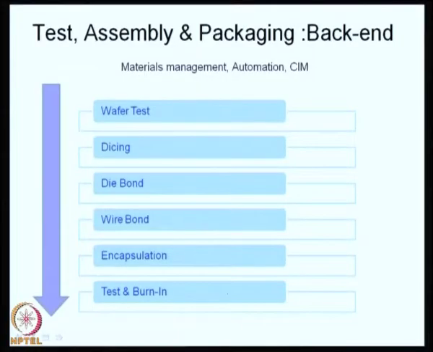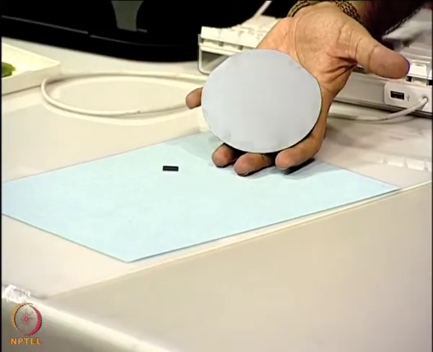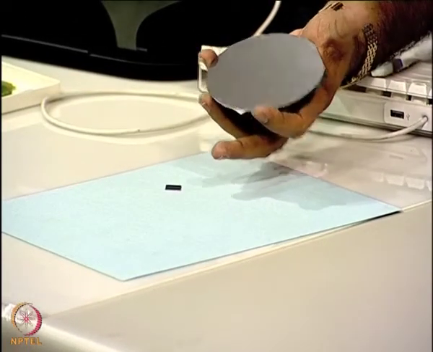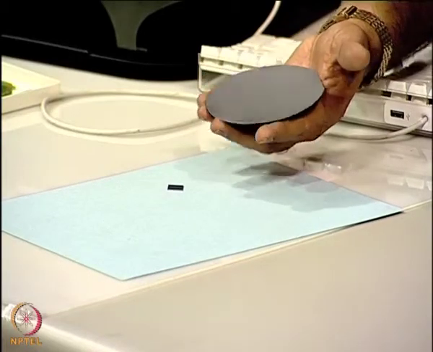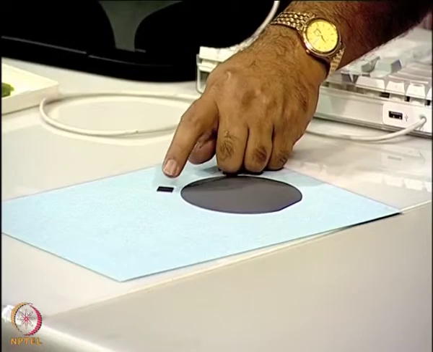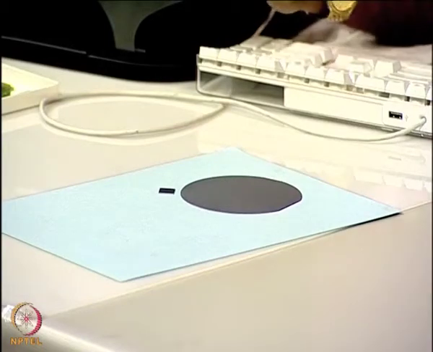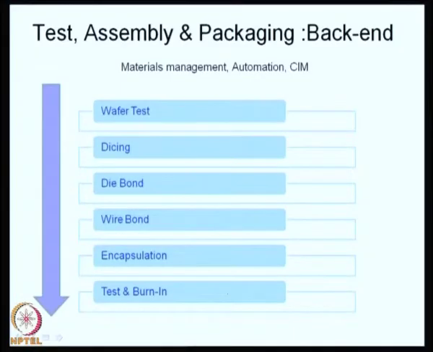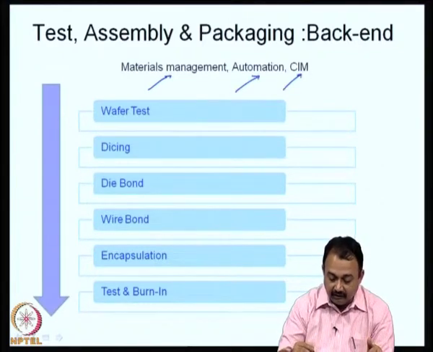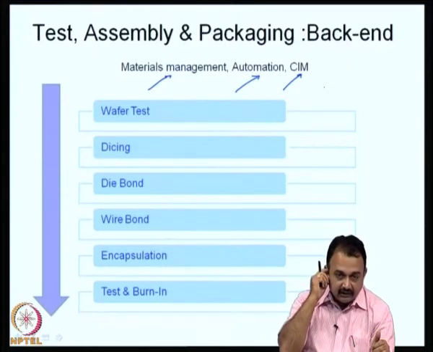Now, we will go to the back end process, which is titled test, assembly and packaging. So, now once the wafer is ready with all the definitions of line widths and the number of cells or number of dies generated on it, basically you cannot do any wastage on this material. So, product planning is very important. Now, we have to see a process how we can singulate it into these individual dies and then package it. So, here again materials management is very important, automation is a key factor, computer integrated manufacturing is the key word.